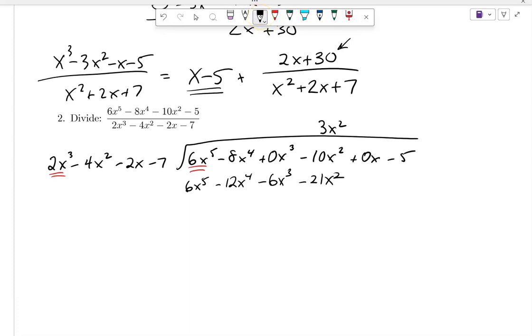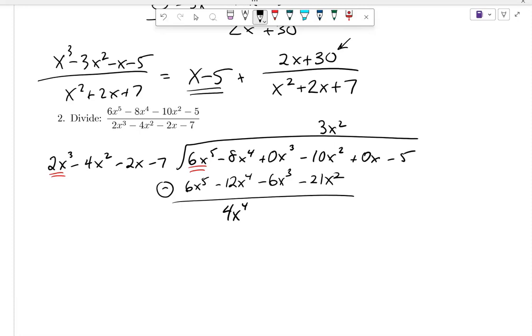Okay. What do we do with those now? Subtract. Good. And again, your leading terms should cancel. That's the whole point here. We want the degree to go down each time. So 6x to the 5th minus 6x to the 5th gives you 0. What's the next one going to be? 4x to the fourth. Good. Notice it's minus 8x to the 4th minus a minus, so you're really adding 12x to the 4th.